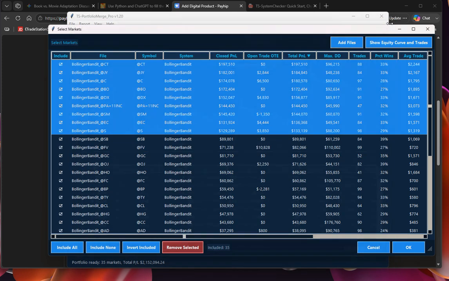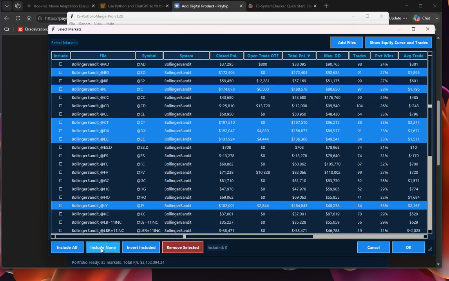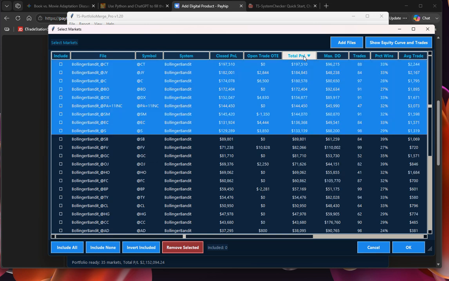So let's go back and include just those markets in our portfolio merge. We're going to hit include none, and sort again by total P&L. We want to get the top 9: 1, 2, 3, 4, 5, 6, 7, 8, 9. I'm including these into the portfolio merge process. So we hit OK.